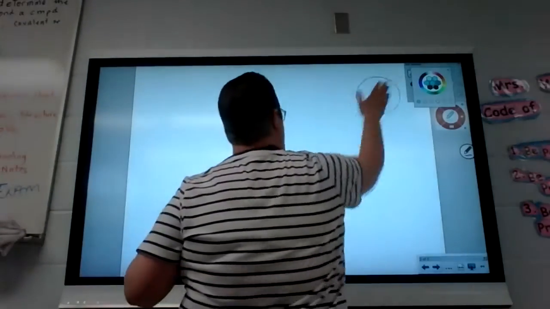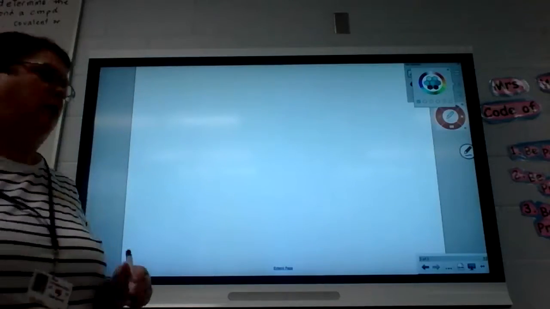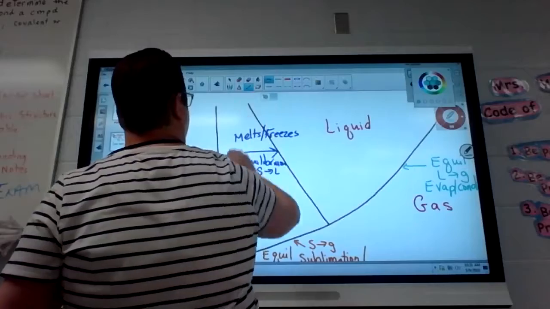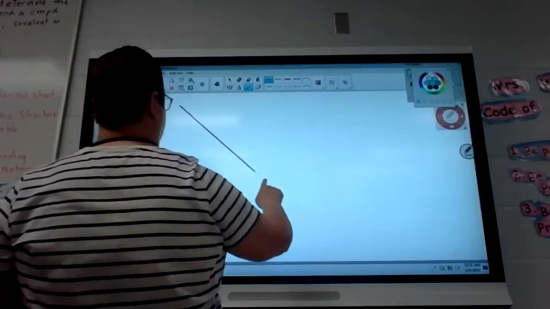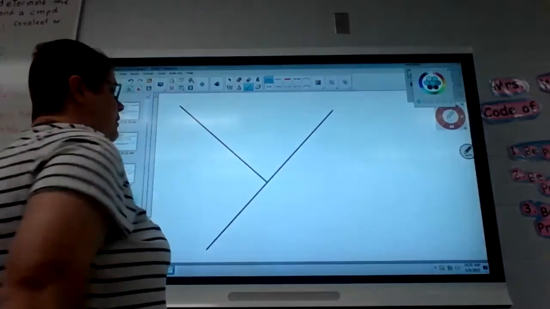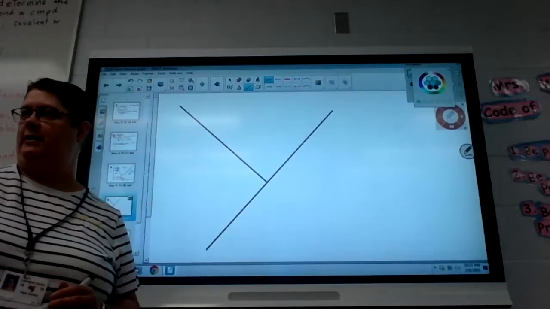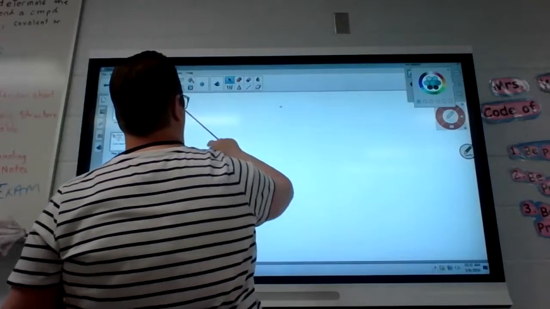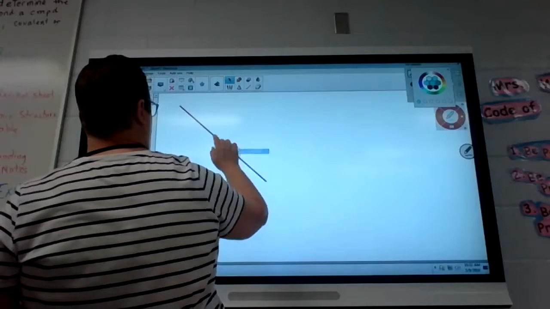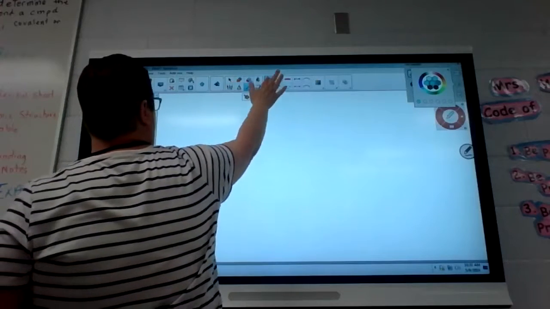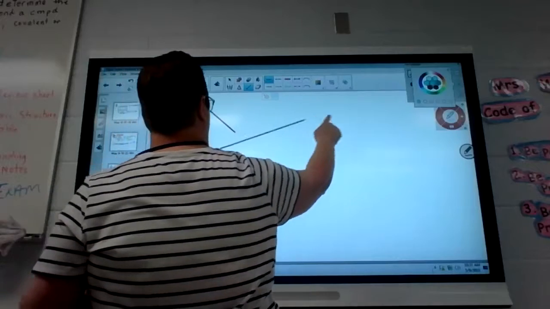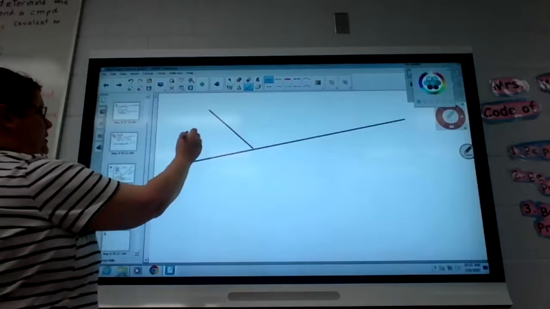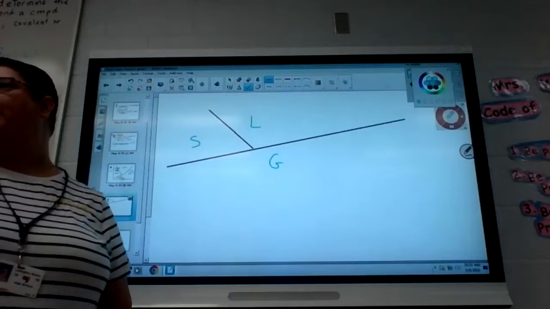I can't draw very straight, I need a ruler to make it straight. So the Y might look more like that instead of the way I drew it. That would be the only way the Y would deviate. The shape of the Y might change, but it's still going to be solid, liquid, gas.